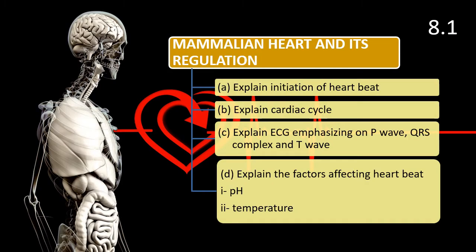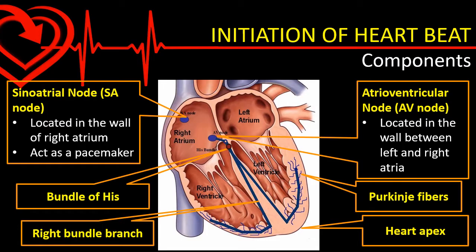The learning outcomes for subtopic 8.1 are, at the end of this topic, you should be able to explain initiation of heartbeat, cardiac cycle, ECG, and factors affecting heartbeat. The mammalian heart is located beneath the sternum of rib cage and consists mostly of cardiac muscle. It is a hollow, muscular organ that consists of four chambers: the left and right atrium or auricle at the upper part, and left and right ventricle at the lower part of the heart.